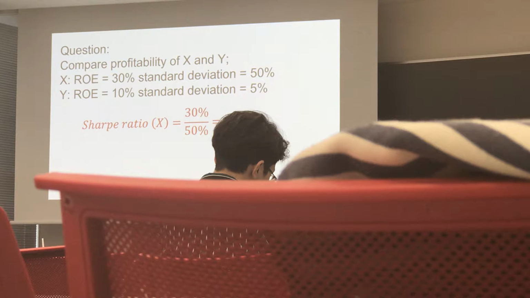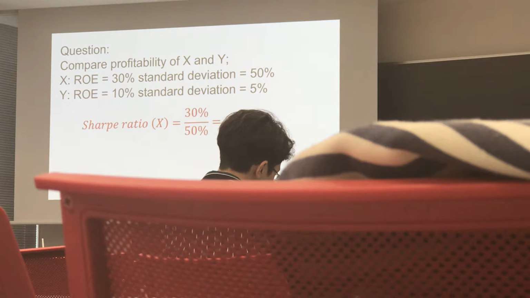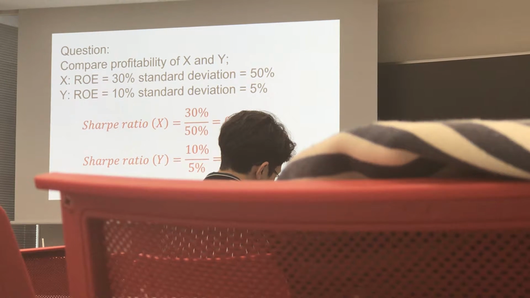The Sharpe ratio for X is ROE 30% divided by the 50% standard deviation, so 0.6. The Sharpe ratio for Y is 10% divided by 5% standard deviation, which makes 2.0. So the Sharpe ratio is much higher for Y, even though ROE is lower. Again, Y's ROE is lower on average, but Y's Sharpe ratio is higher. It means financial performance is much better for Y.